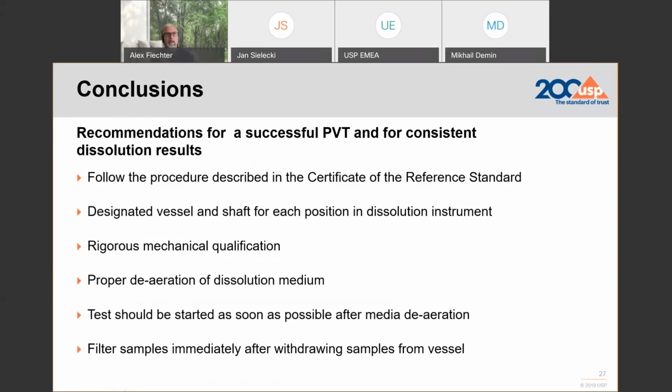Conclusions. The recommendation is to follow the protocol. Make sure you read the certificate. Do this step by step and you are fine. Designated vessels mean keep the vessels always at the same position. If you always switch them around and you don't really know which vessel was at which position during a test, even in your regular routine testing, and something goes wrong, specifically within the PVT, you don't have an opportunity to assess the vessels as a faulty part because they've always been at a different place.